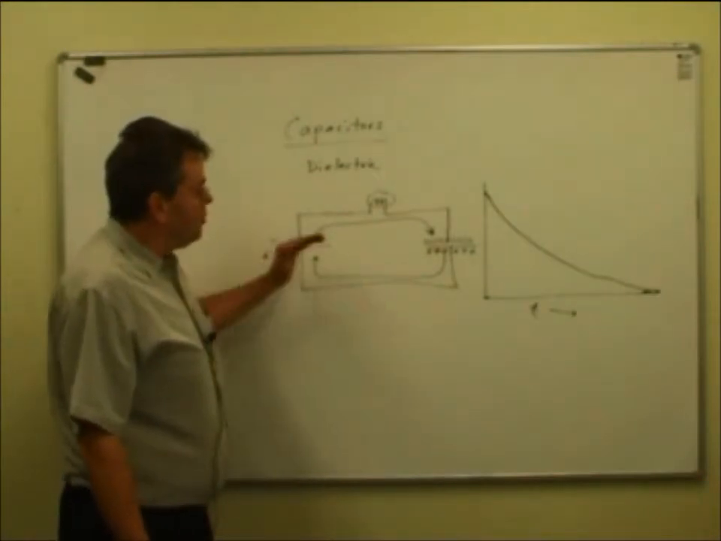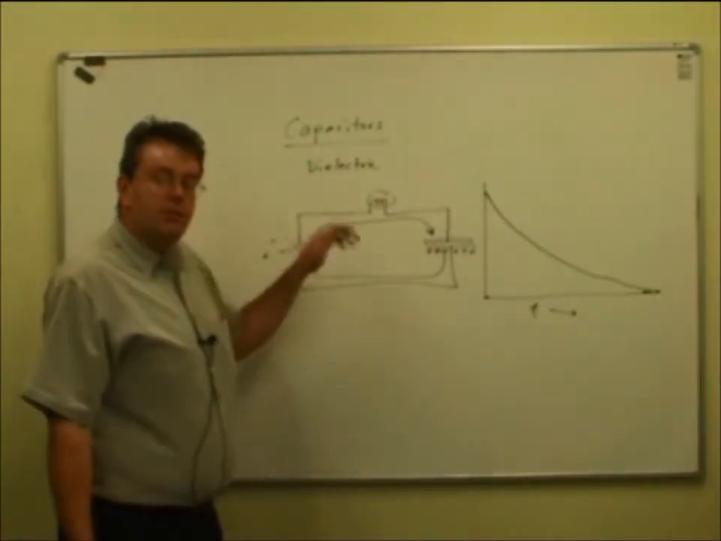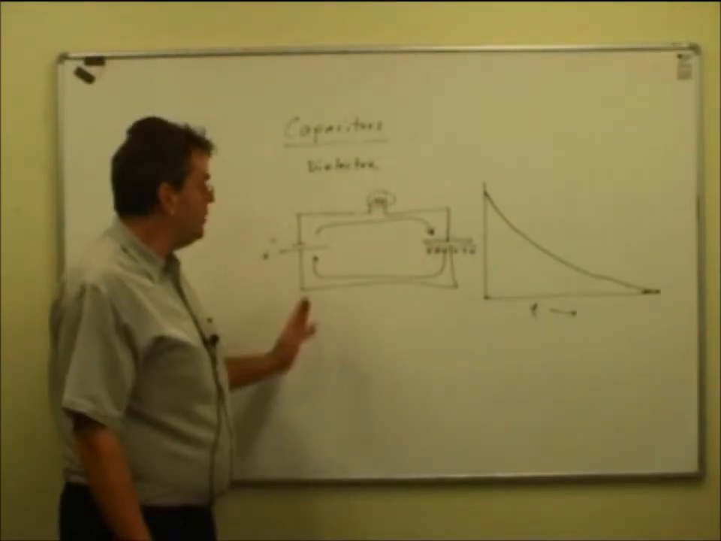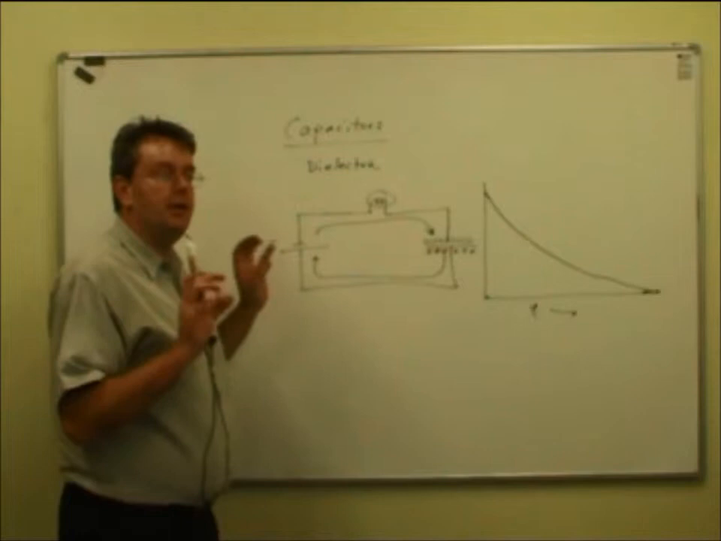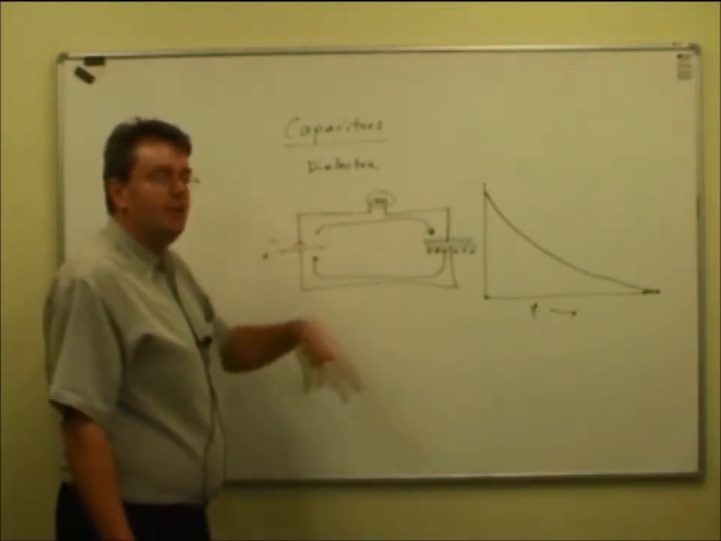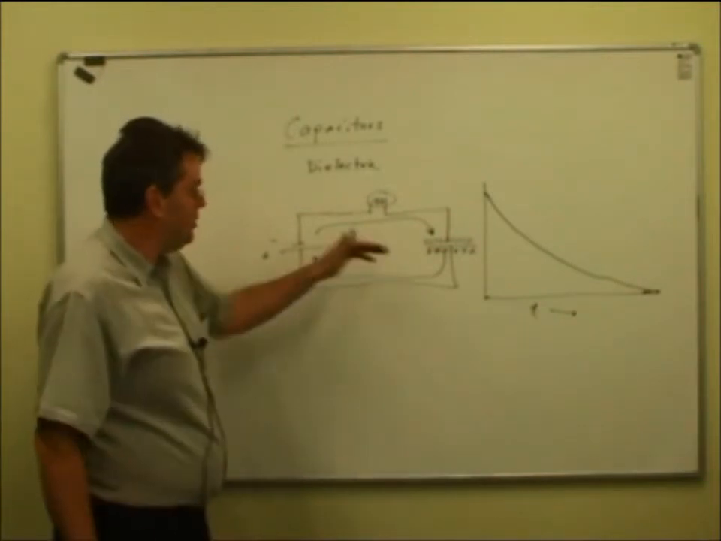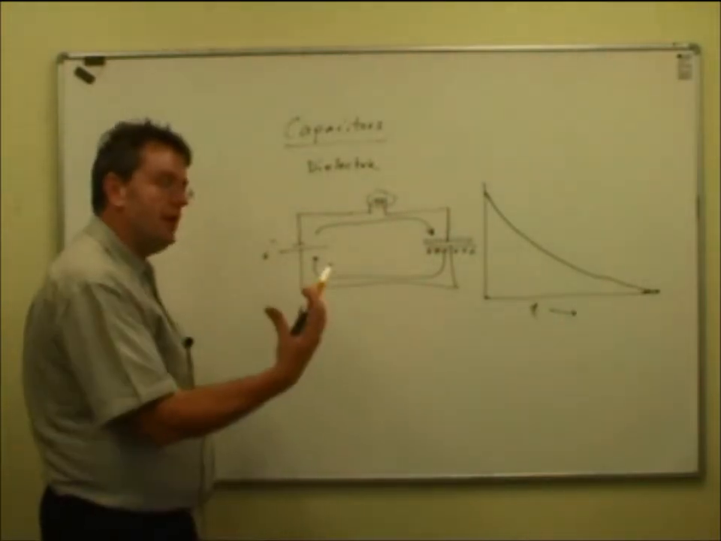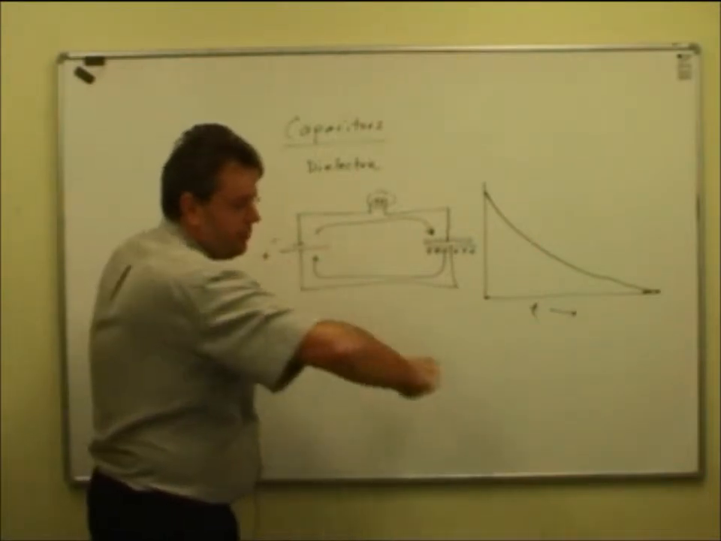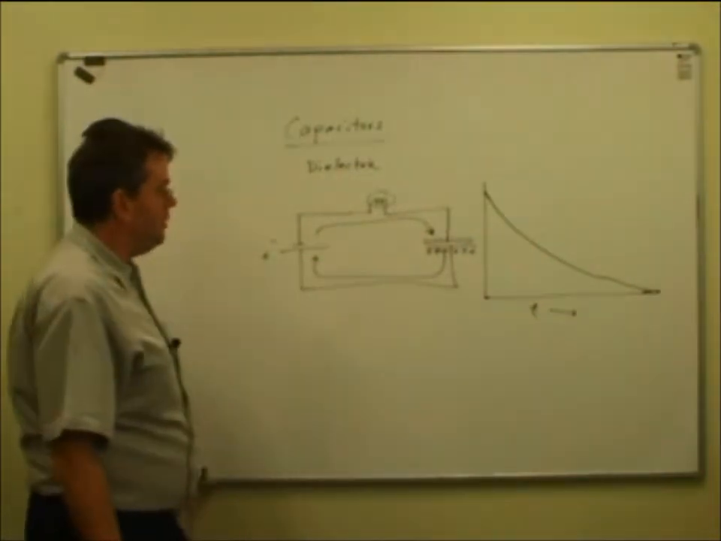The reason it falls off is because as more and more electrons arrive on the plates, they're tending to repel the ones that want to come in. Remember, likes repel, opposites attract. So the last few electrons to arrive take a little longer because they're having to go in against the charge, against the electrons already there on the capacitor. So it starts off at a high rate of current, then it slows down to next to nothing.